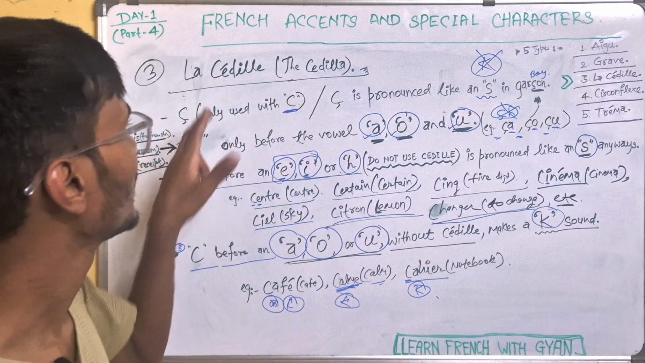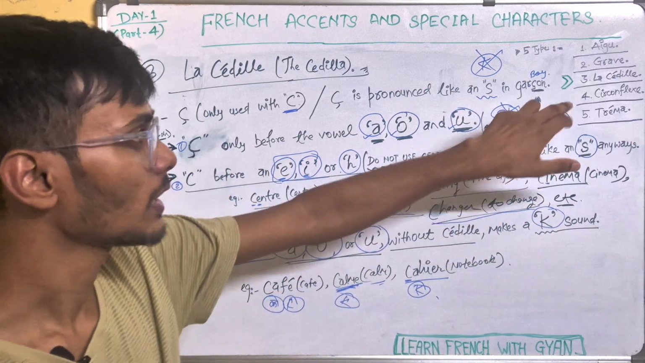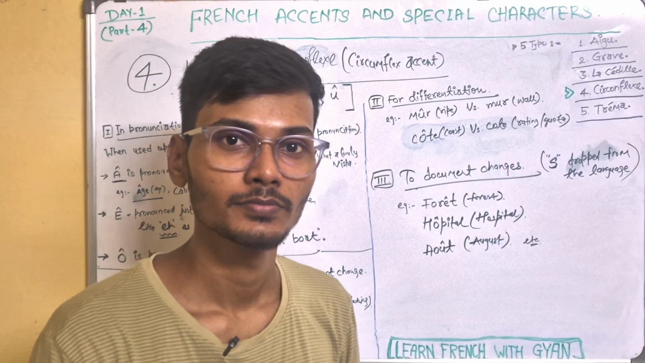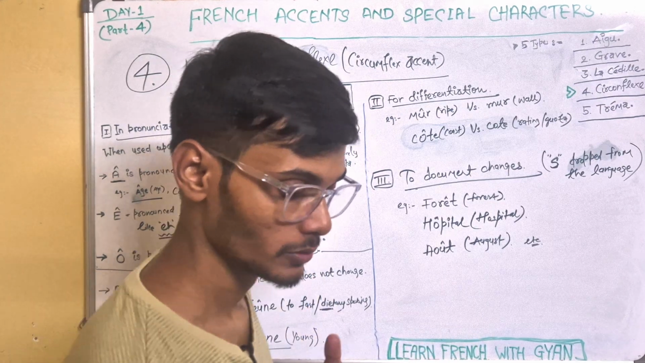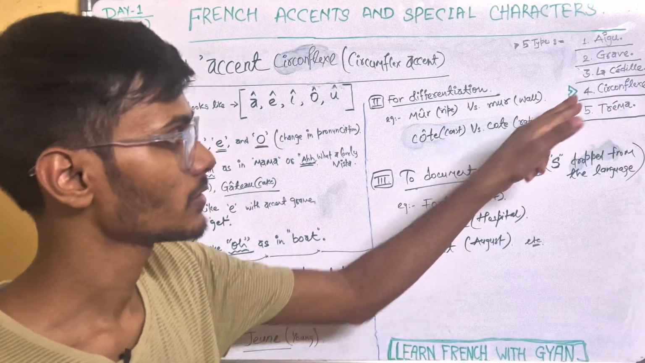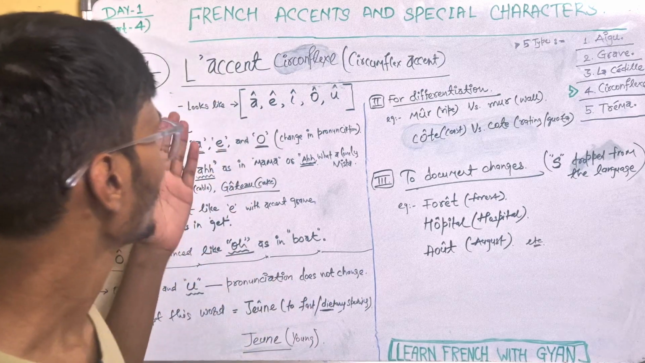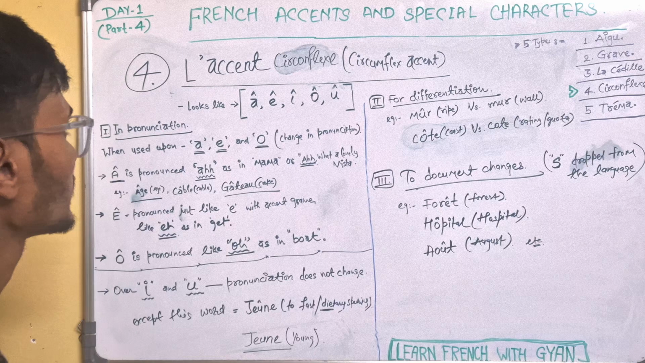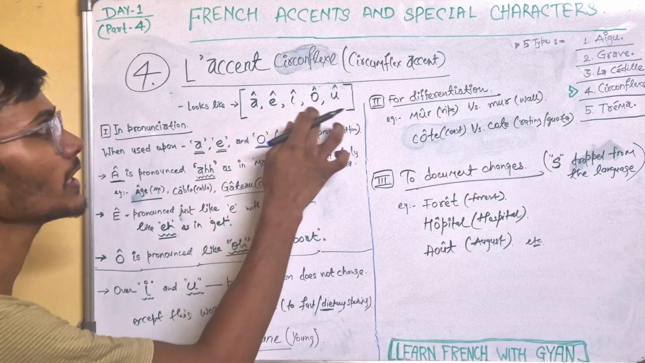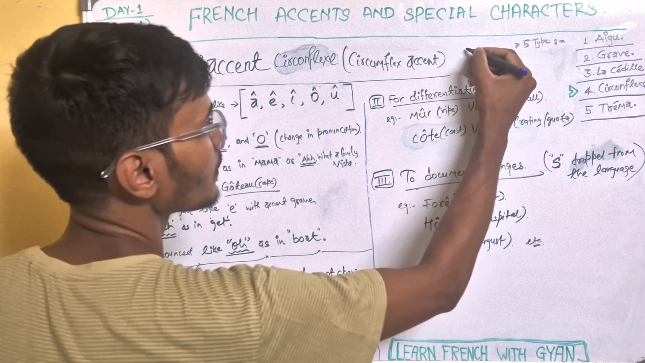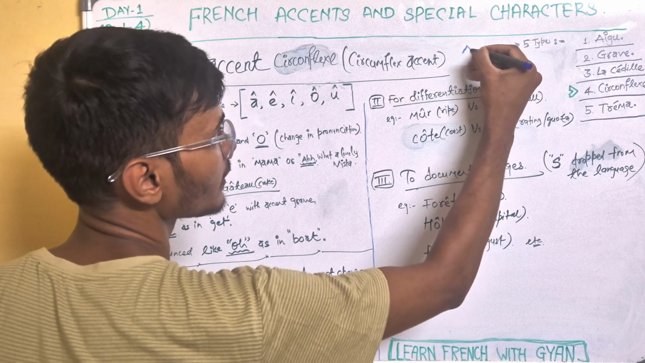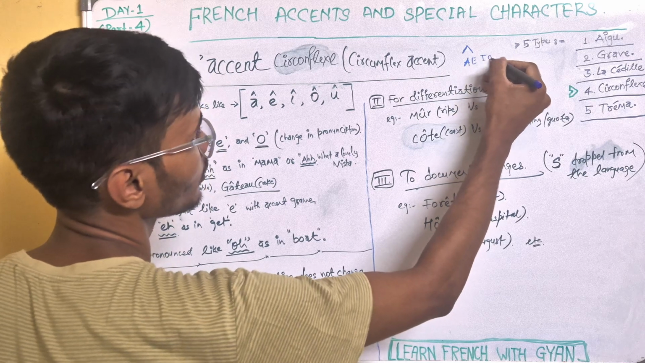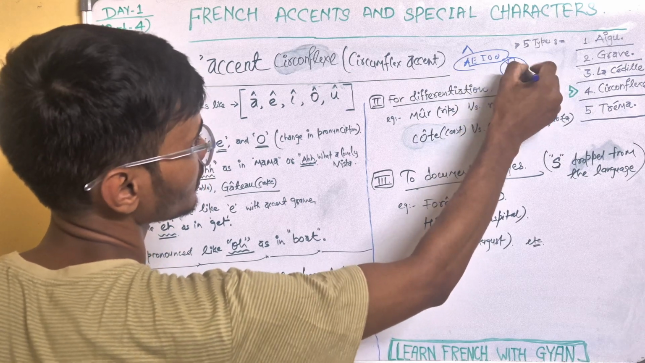So this is la cédille. That's all about this. Now we'll move to the fourth part, circumflex. In this part we are going to learn this accent circumflex, l'accent circumflex. So yeah, it looks like this. This is the sign for the accent circumflex. And here you might write A or E or I or O or U, not Y. Y is not in this list.